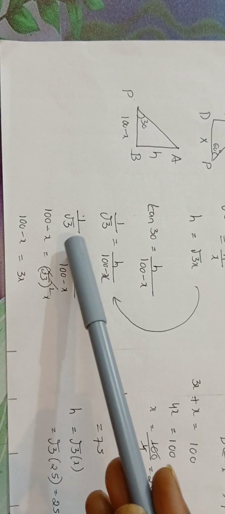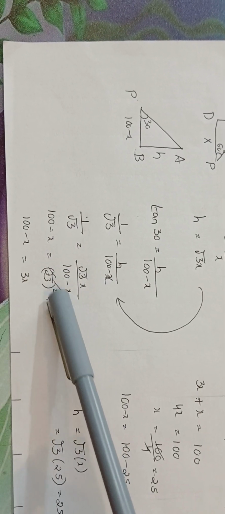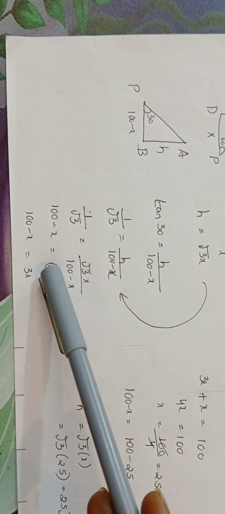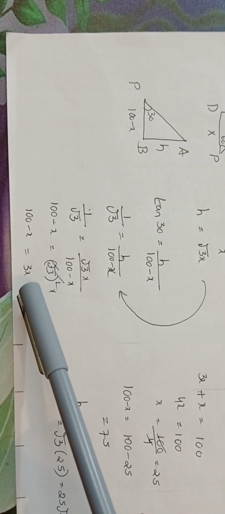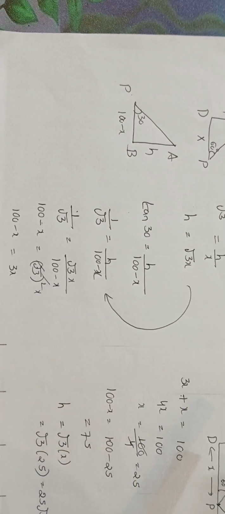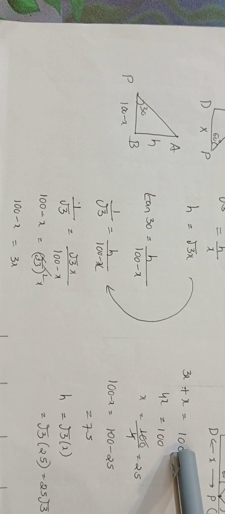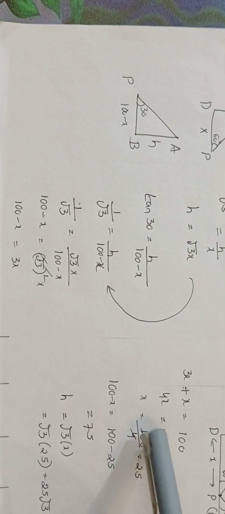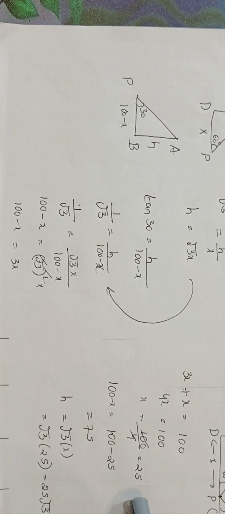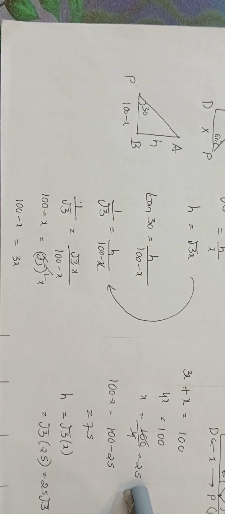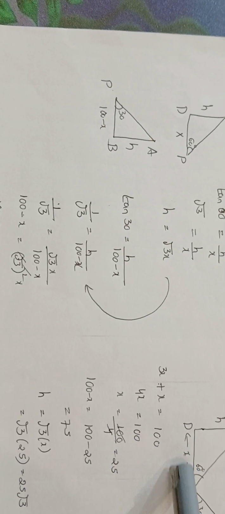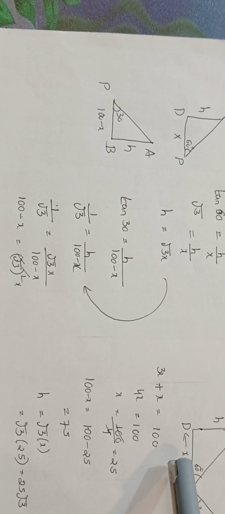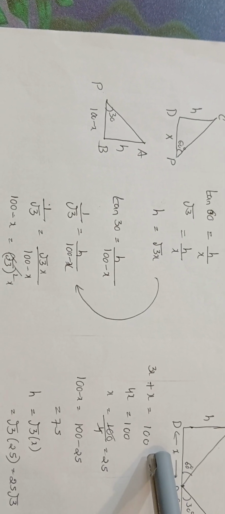By cross multiplying these two, we will get this. And by cancelling square with root, we will get 100 minus x is equal to 3x. Therefore, 3x plus x is equal to 100. 4x is equal to 100. x is equal to 100 by 4, which is nothing but 25. The distance between D and P is 25 meters.